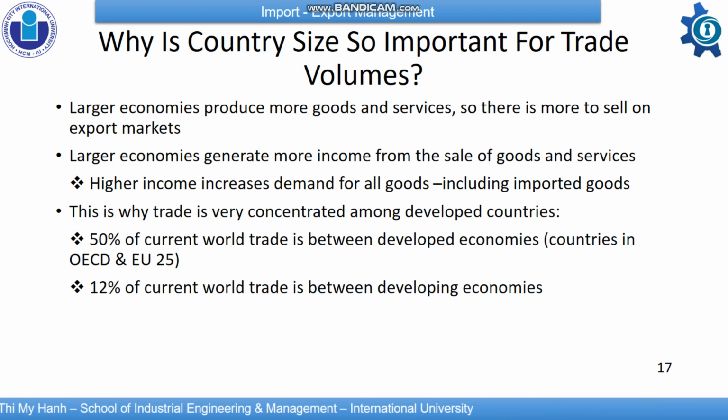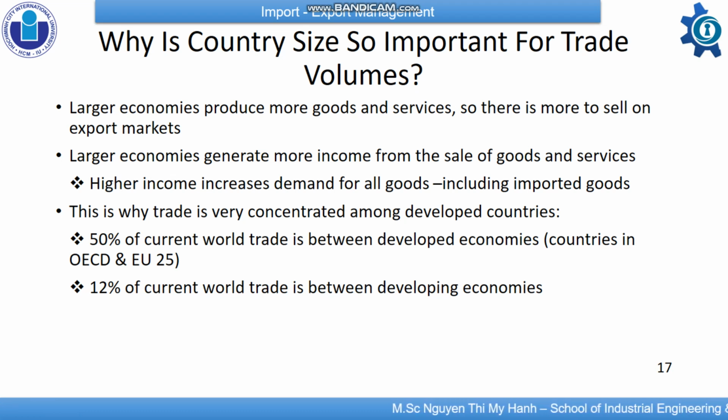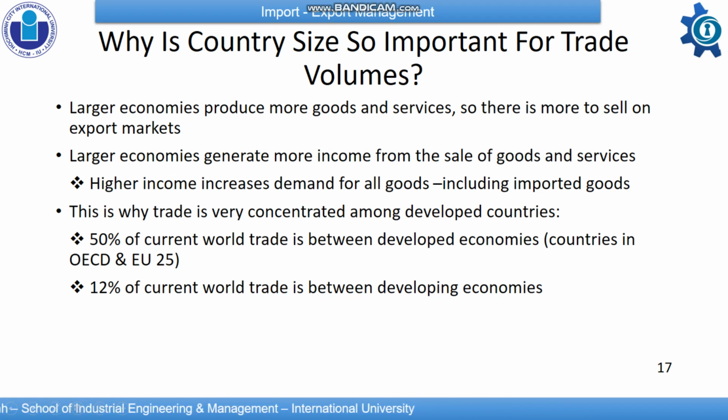That's why trade is concentrated among developed countries, because developed countries always have larger economies. And we can see 50% of current world trade is between developed countries, and only 12% of current world trade is between developing economies.